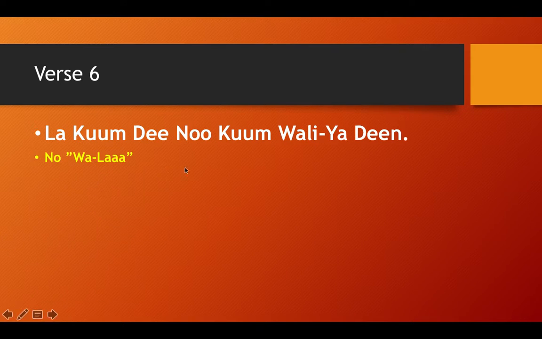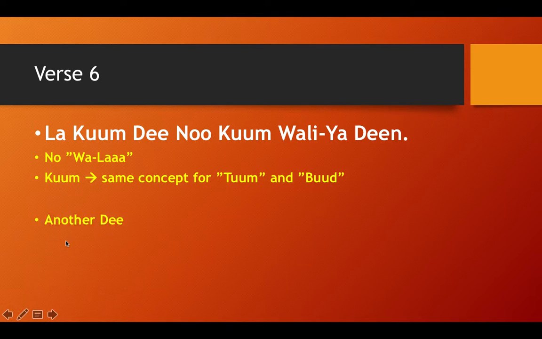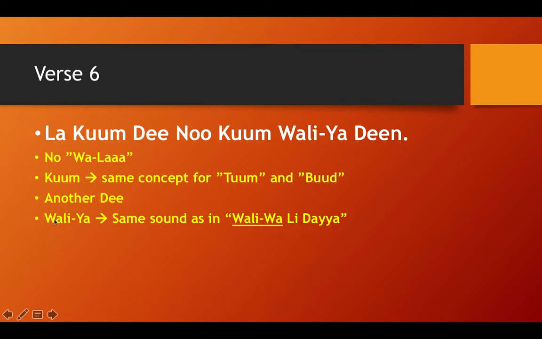So we see no wala again. So wala is kind of cut off here. We see kum. So kum is the same concept for tum and bud. Okay, so K-W-M will make an O sound. Remember that. The next thing is another D. So we see two D's actually here. D, and then you have deen. Okay, deen. And then we see waliya.